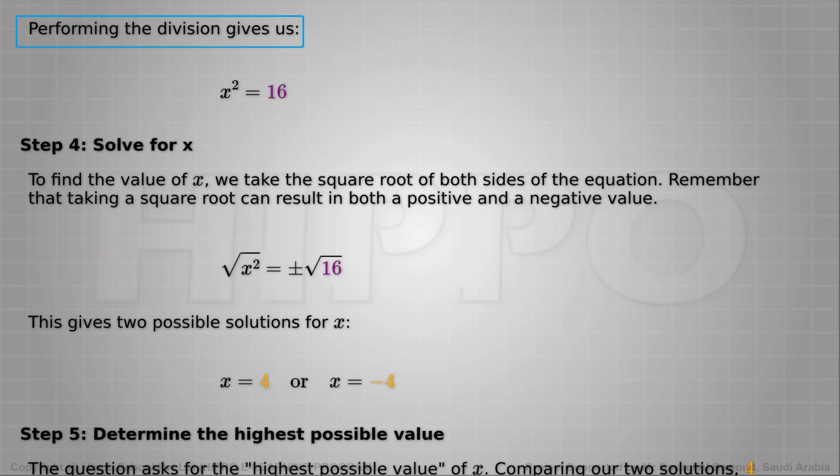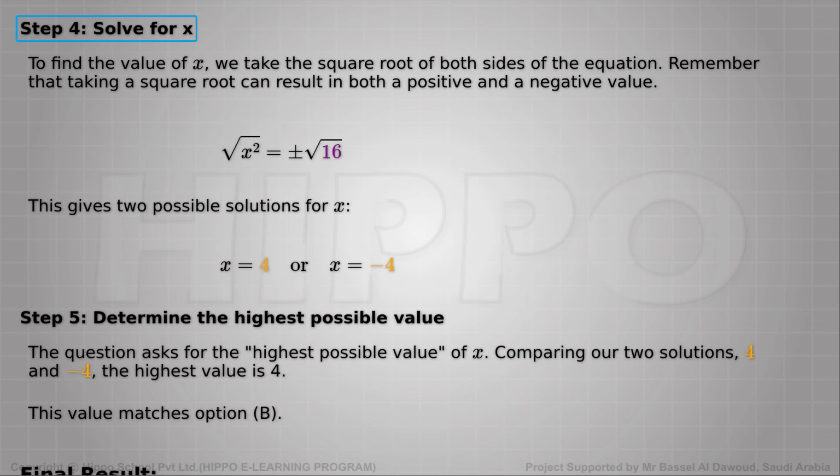After dividing, let's see what we're left with. On the left side, we have just x squared. On the right side, we need to calculate 128 divided by 8. If you do the math, you'll find that it equals 16. So our equation has simplified even further to x squared equals 16. We're almost at the finish line. We have x squared equals 16.